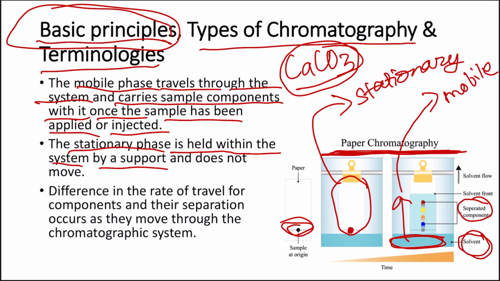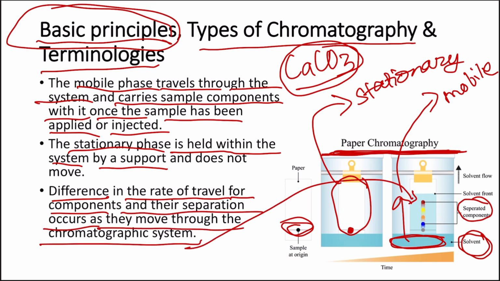So this is about the different parts of chromatography. That is the basic parts, that is the mobile phase, the stationary phase and the support. The difference in the rate of travel of the components causes the separation as they move through the chromatographic system, and you can see this as different bands. It will be different in different types of chromatography. Here you can see it in the form of different dots.